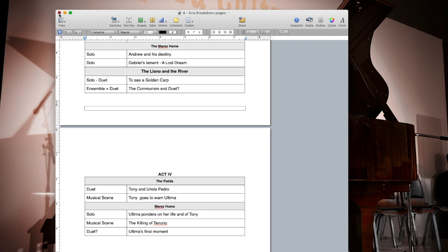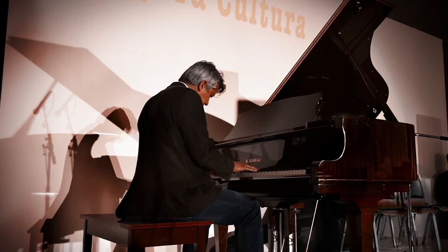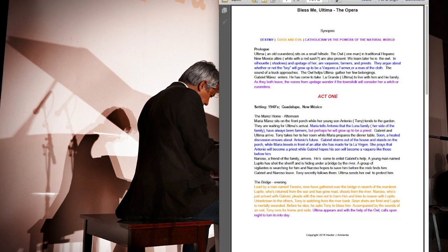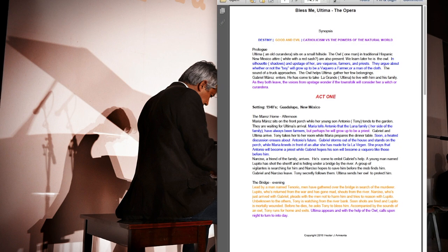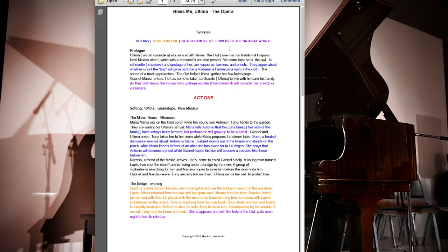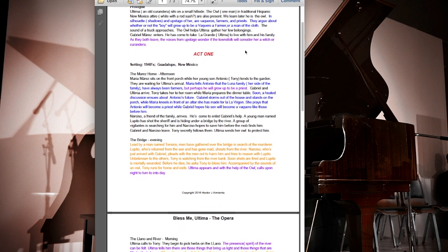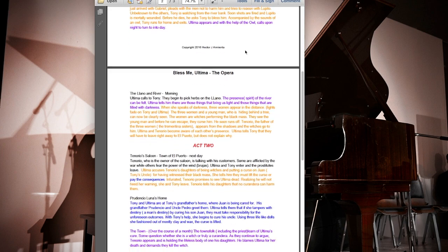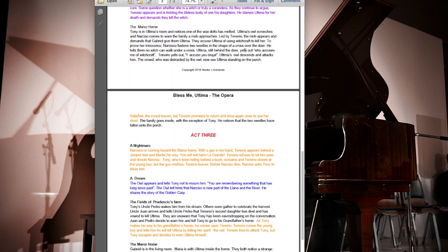So I'm going to close this and share. I just have two more to share with you. And so this is the final synopsis to the opera. So you know, it's now been cut down to three acts.